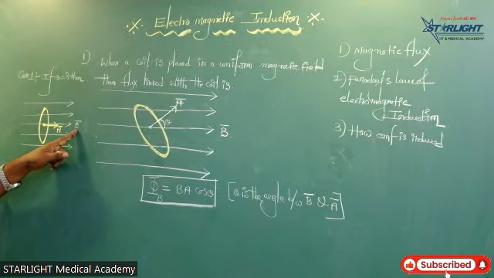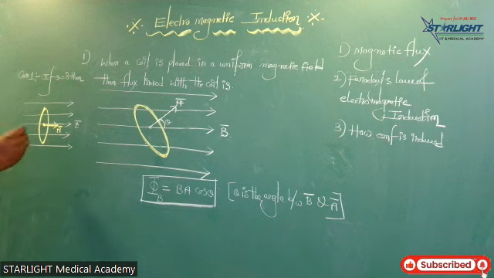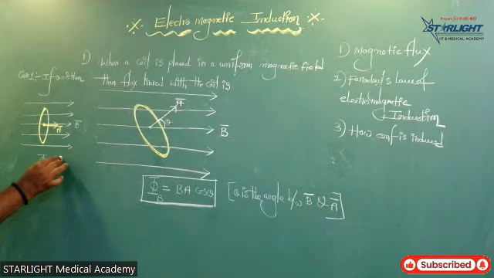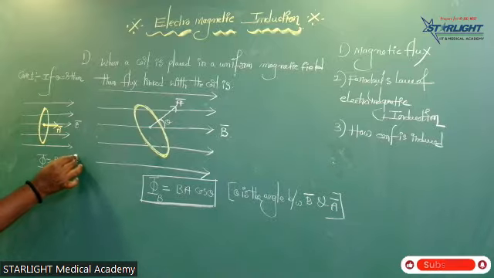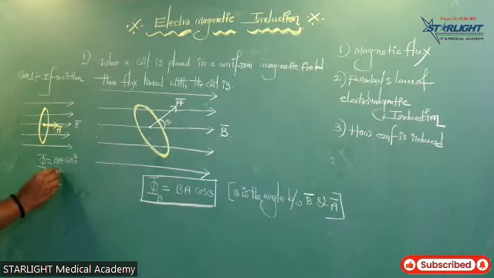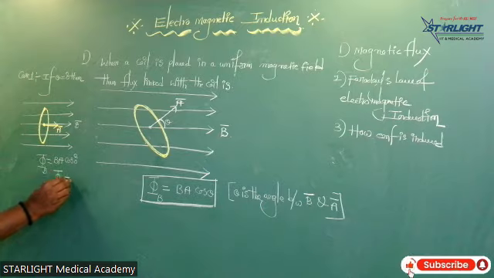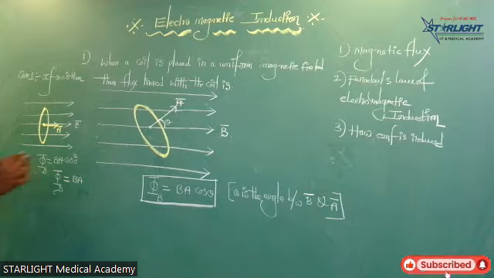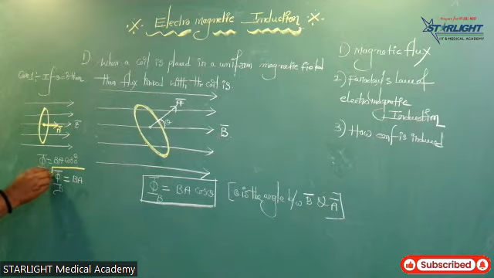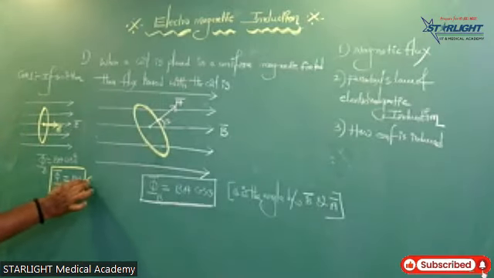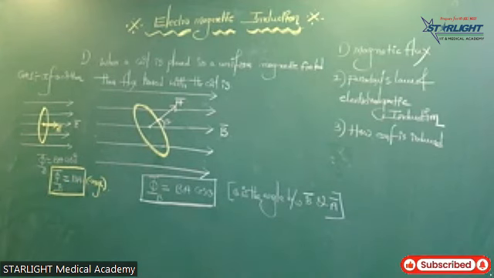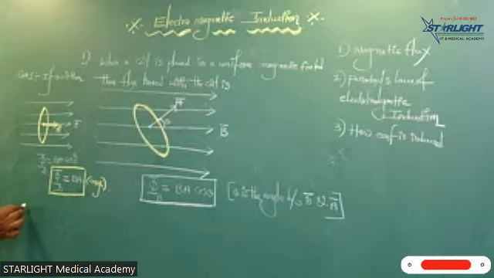What is meant by B bar here? Magnetic field. A bar, area of the coil. So now in this situation, magnetic flux is equal to BA cos 0 degrees. Cos 0 is 1. So BA. This is maximum flux. This is the formula for maximum flux. Okay, right. Case 2.